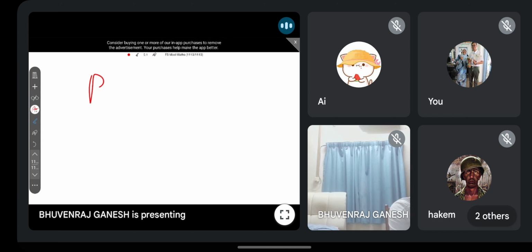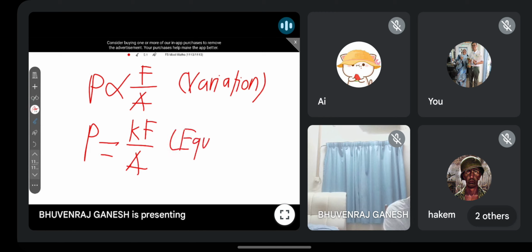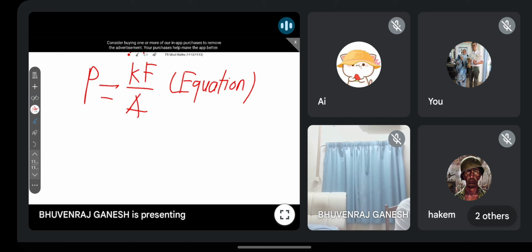So, you will get P berkadar terus dengan F dan berkadar songsang dengan A. So, this is called variation. Okay, bentuk ubahan. If equation, then yes, you add the K. Kamu tambah K. So, you will get something like this. This one is variation. This one is equation. Okay, so now we start. Let's say I start to give you all values. Saya bagi nilai kat kamu.